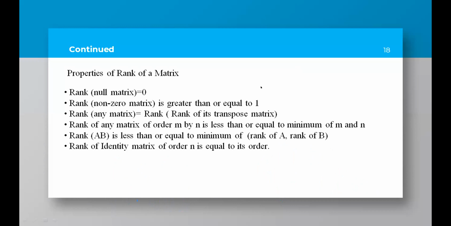So these are a few properties you should remember. First, the rank of the null matrix is 0. The rank of a non-zero matrix is greater than or equal to 1. The rank of any matrix is always equal to the rank of its transpose. The rank of any matrix of order m by n is less than or equal to the minimum of m and n. The rank of AB is less than or equal to the minimum of rank of A and rank of B. And the rank of any identity matrix is always equal to its order. Try to remember these, glance over them for 1 minute, because based on these we will solve problems. So properties are very important.